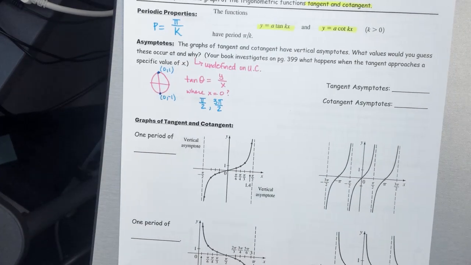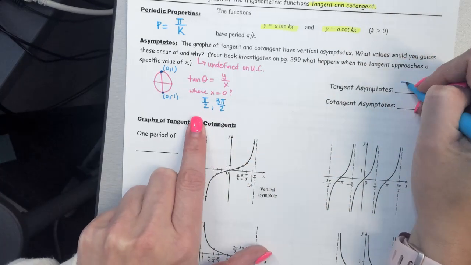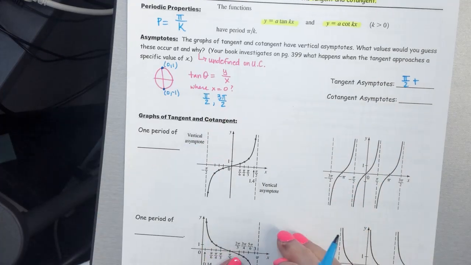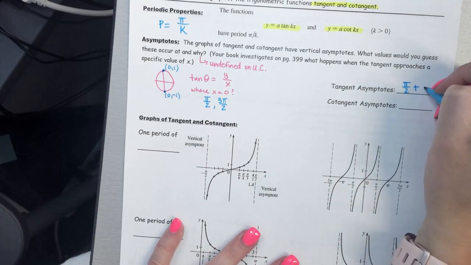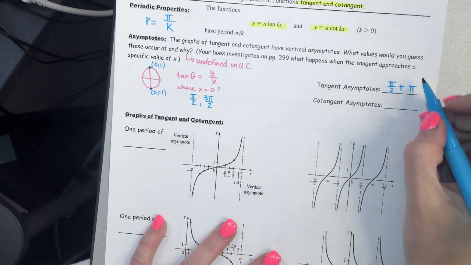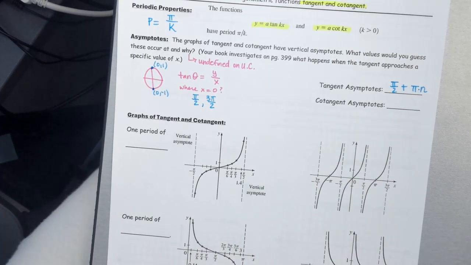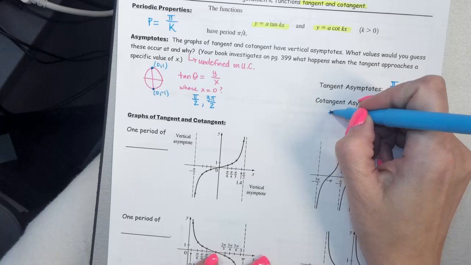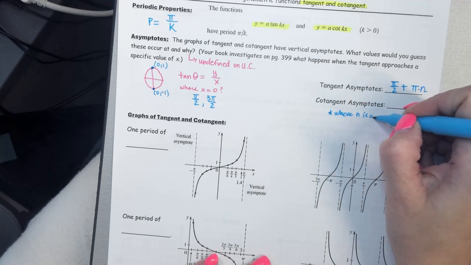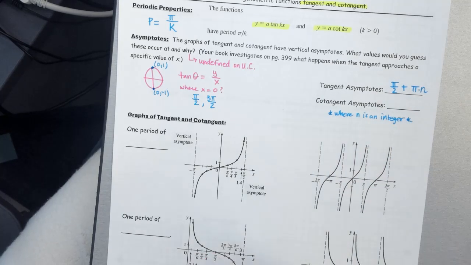So for the parent functions, these tangent asymptotes, the first one appears at pi over 2. What's the distance between these? Pi. So they start at pi over 2 and they occur at every pi unit. Normally you'll see this multiplied by the value of n. And then you'll have this stipulation that says where n is an integer. We used that last year when we talked about these. We will use it again this year.